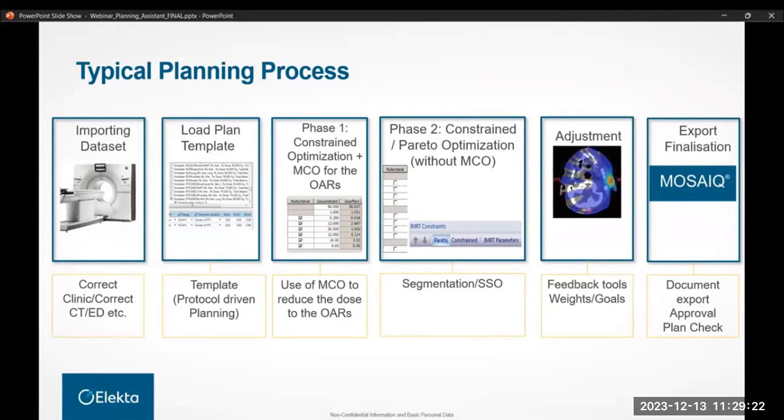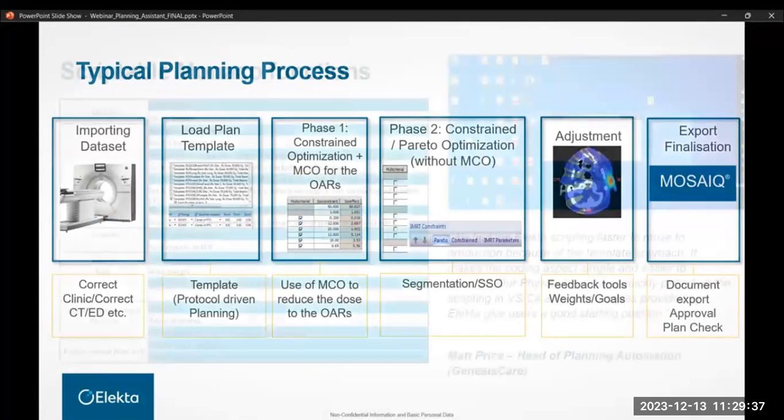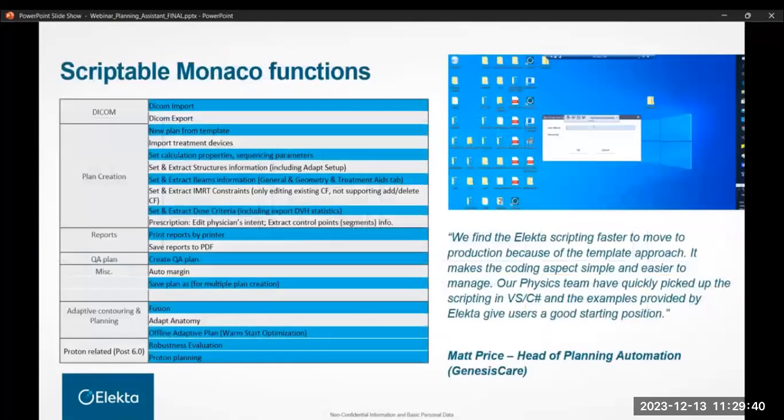You have an adjustment phase where you're looking at feedback tools, at the weights and at the goals of the overall optimization, making those changes to improve plan quality, and then that finalization process. Effectively, all of those things are included in the Monaco scripting application. You can import data, export data, bring in templates, print reports, and create QA plans. There are a whole host of things we have within the scripting environment.